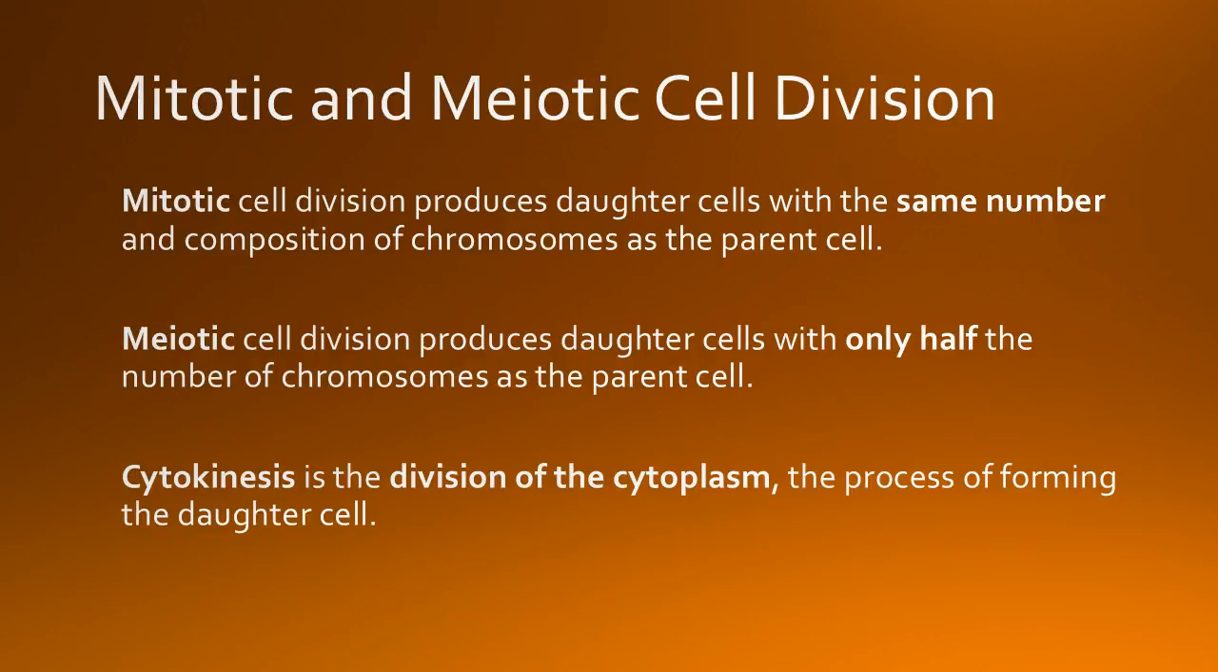Mitosis and meiosis refer to the orderly process of separating and distributing the replicated chromosomes to the new cell. Cytokinesis is the process of actually forming the daughter cells.